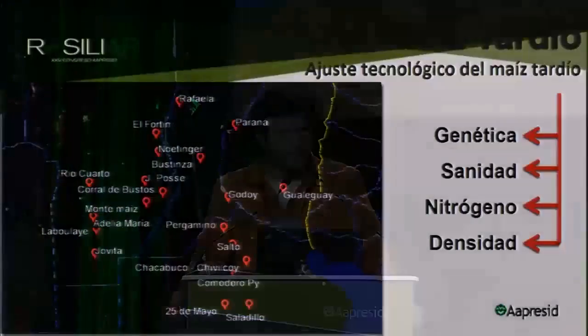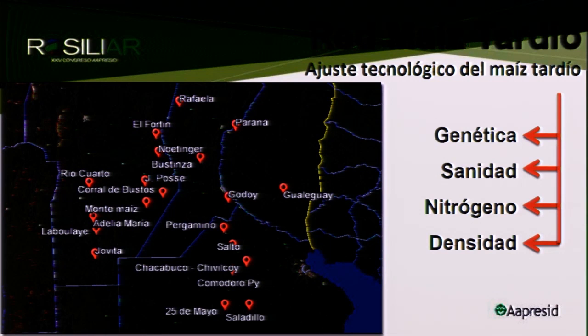In the chakra program, we also have another test in the corn core area, because farmers in this area have introduced late corns. We started working on genetics by comparing yields. Then the network expanded, and now we work on health, on nitrogen, and density.